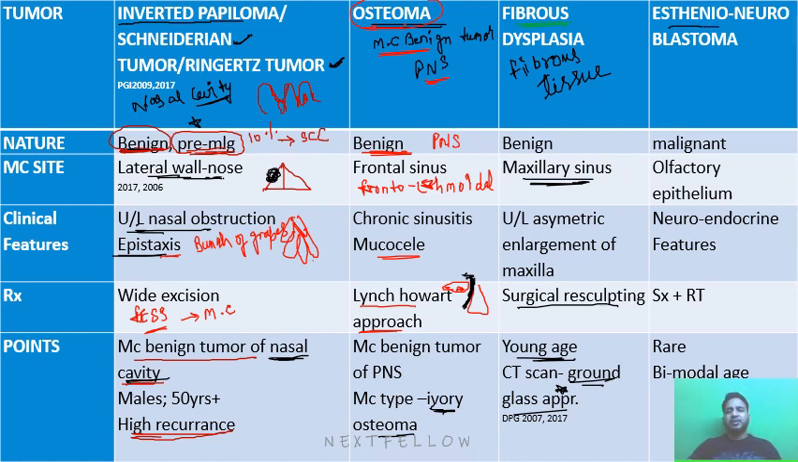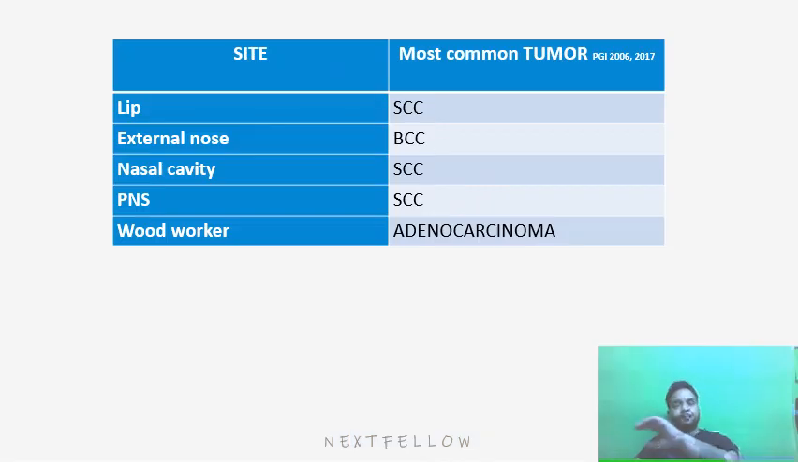Then the last tumor is esthesioneuroblastoma. It is a tumor arising from the olfactory epithelium. It is a malignant tumor which grows very fast. It has neuroendocrine features, and the treatment is surgery and radiotherapy. So we will do a wide resection of the tumor. This tumor goes into the orbit, goes into the anterior cranial fossa, etc. So we'll do a wide resection of the tumor followed by radiotherapy.